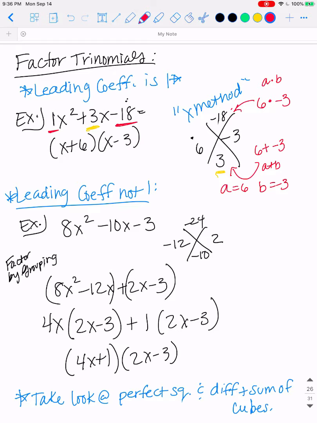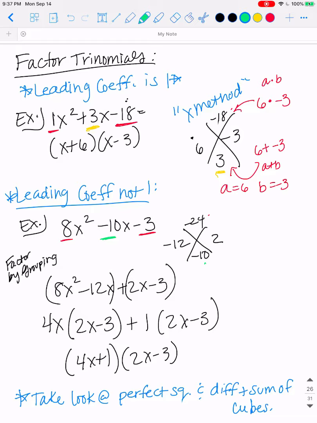So when the leading coefficient is not 1, what we want to do is the same as before, but our leading coefficient is 8. So we're going to do 8 times negative 3 to get negative 24. And then we're going to keep this term here. So it's the same as before. We want negative 12 times 2 equals negative 24. But then negative 12 plus 2 equals negative 10.